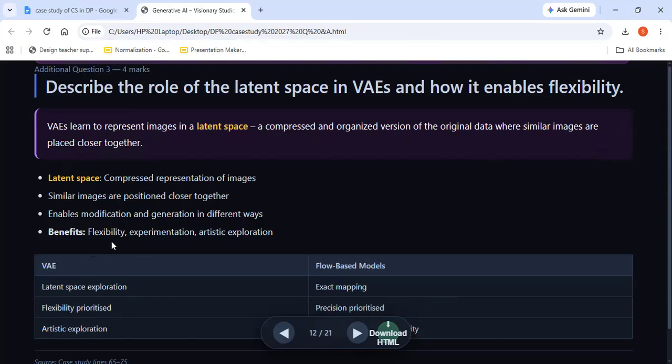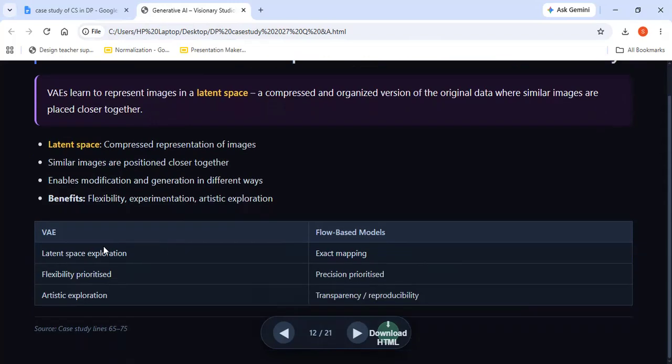So what is the benefit of VAE? Flexibility will be there, and more experimentation can be done. And what is the difference between VAE and flow-based? Here, latent space exploration is done where similar images are brought closer together, whereas in flow-based models exact mapping happens. Flexibility is prioritized in one, whereas precision is prioritized in the other. Artistic exploration, transparency and reproducibility: the same exact thing will be reproduced here, whereas here the features will be added.